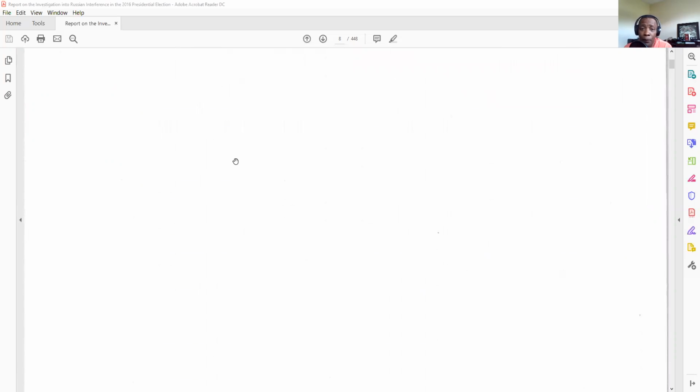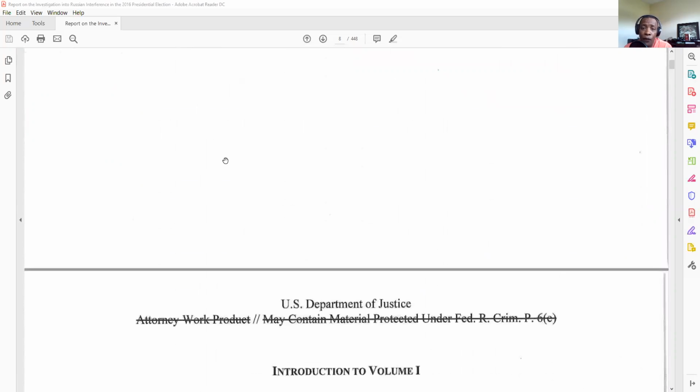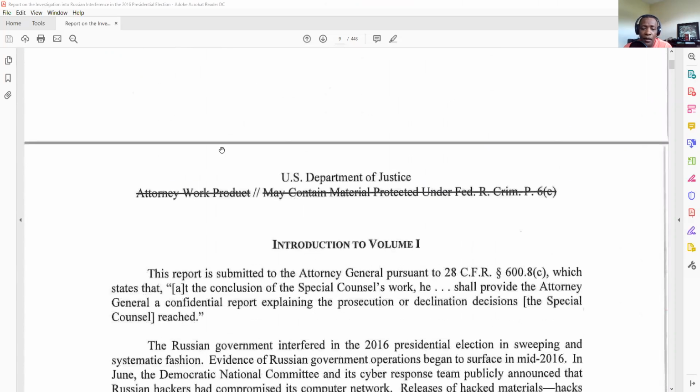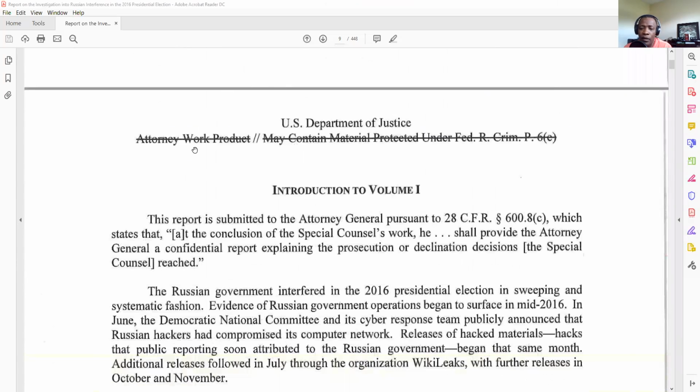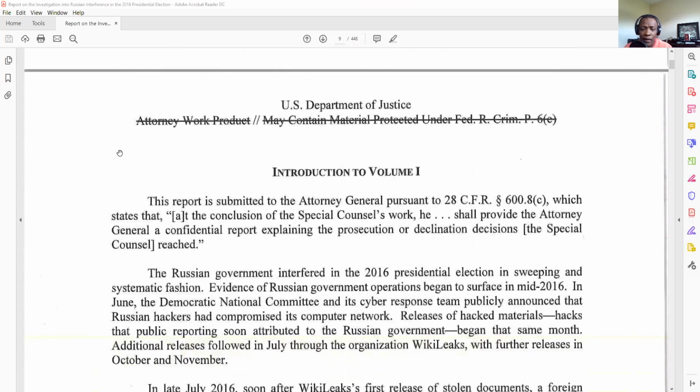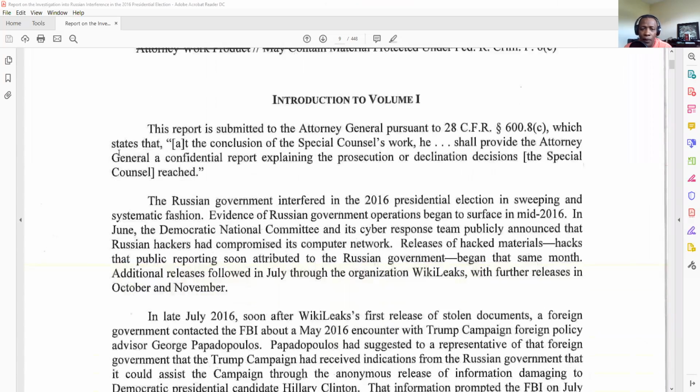Again, that's all we talked about on the page right now. We're actually only on page 8 of this 448 page document. So now let's get to the meat and potatoes. We just talked about the actual introduction. Let's get to the meat and potatoes. Okay, so here we go.